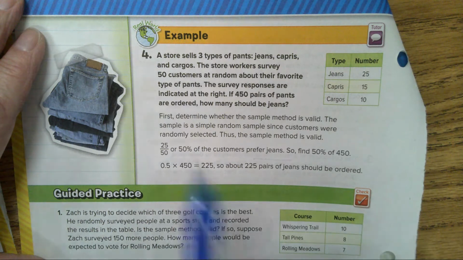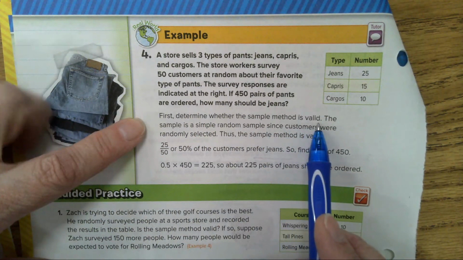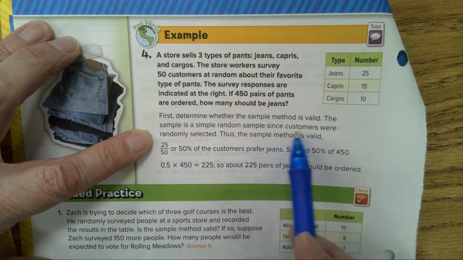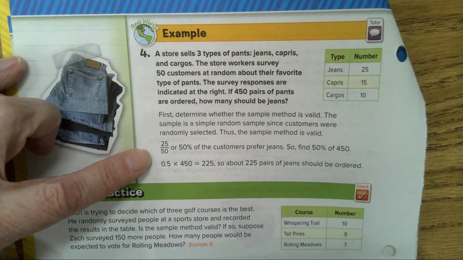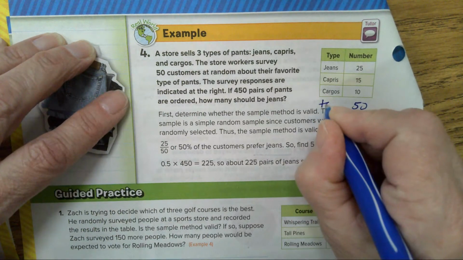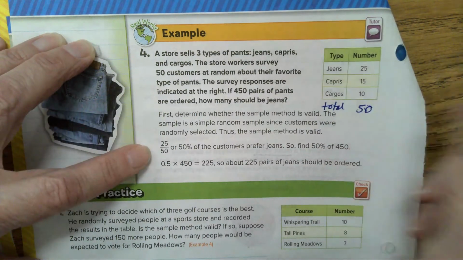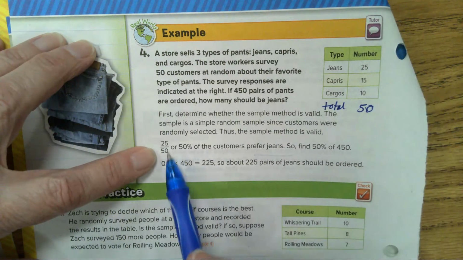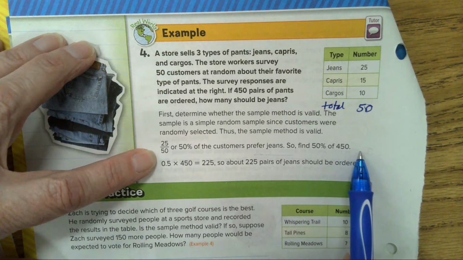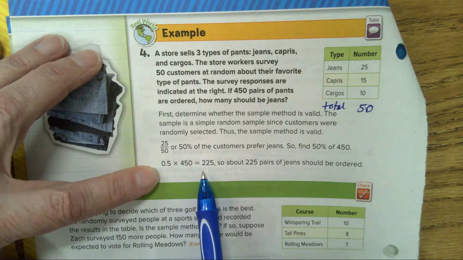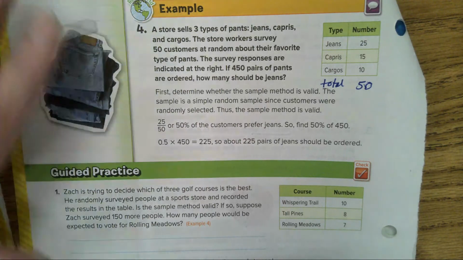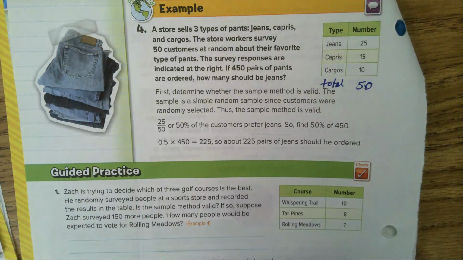So, first, determine whether the sample is valid. And yes, we determined it is valid. The sample is a simple random sample since customers were randomly selected. So it is valid. So out of the total of 50, how many would prefer jeans? 25 over 50, or 50%. So then you find 50% of 450. 0.5 times 450 is 225. So they should order about 225 pairs of jeans. Another way, you can just divide 450 by 2 and it will give you the same answer.